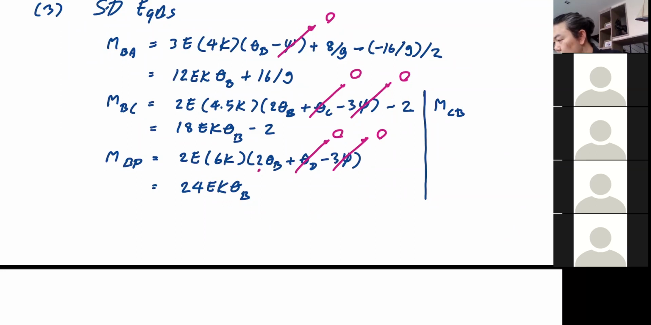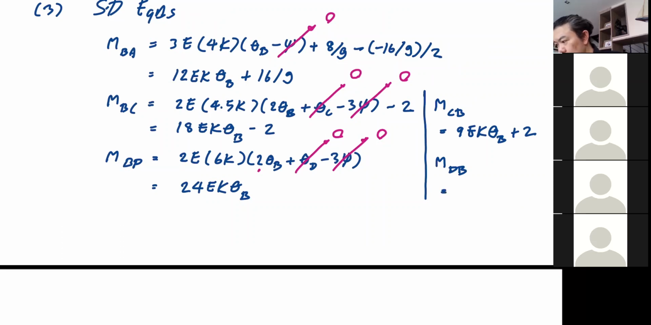MCB is going to be equal to, because it's going to be 2 theta C plus theta B, right? Theta C is going to be 0, and the moment is going to be positive. So by doing things quickly, that is 9 EK theta B. And then you are going to have MDB. That's again going to be swapped.